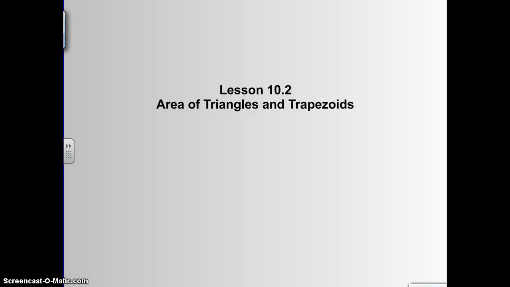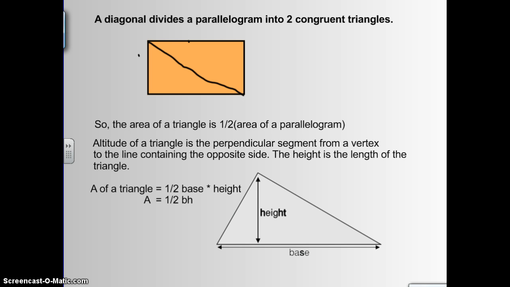This is lesson 10.2, the area of triangles and trapezoids. A diagonal can divide a parallelogram into two congruent triangles, that is, two equal triangles. Excuse my crooked line there. So the area of a triangle is 1/2 the area of a parallelogram. So you could take 1/2 times the area of the parallelogram, and you could calculate the area of the triangle.